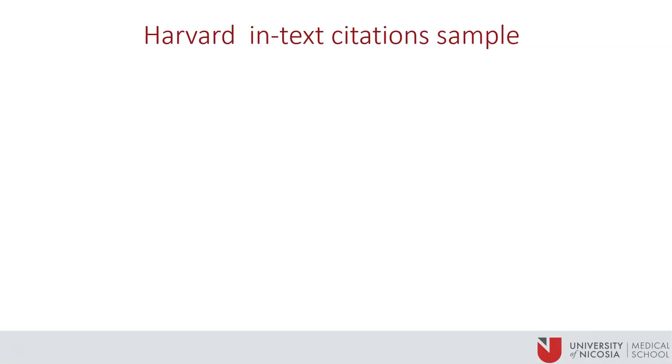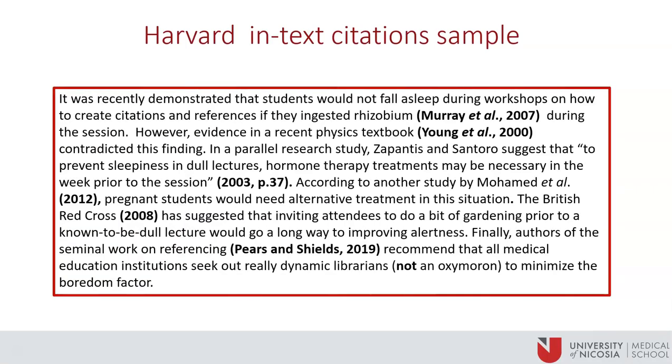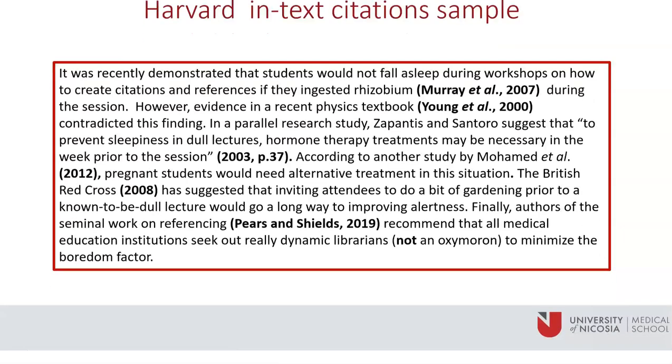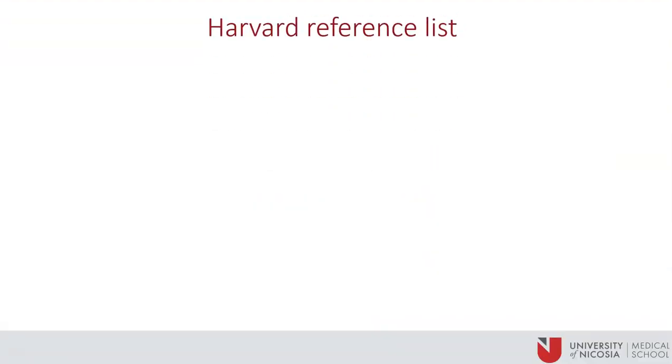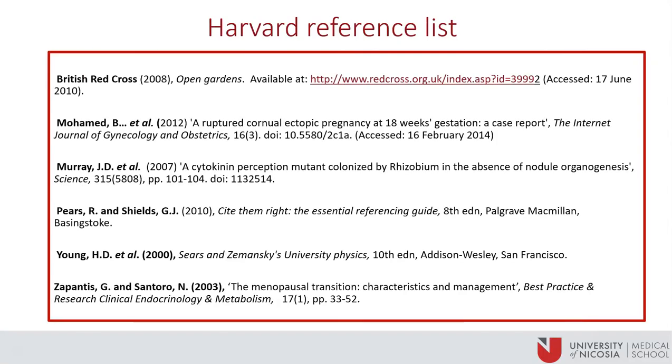Here is a short example of what a text looks like with the correct citations inserted in it. And this is the reference list that would appear at the end of your paper. Remember that you must not include any paper in your reference list that you have not cited. Note that this list is alphabetical by author with no numbers.